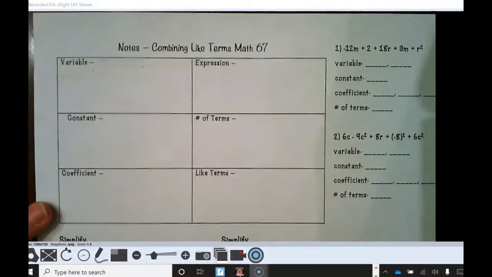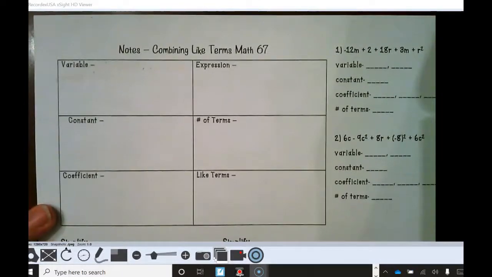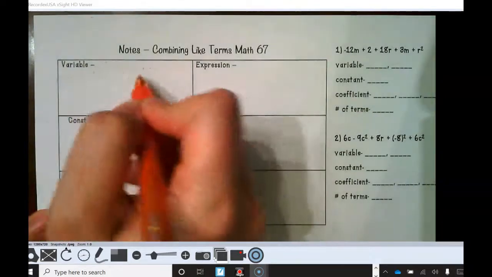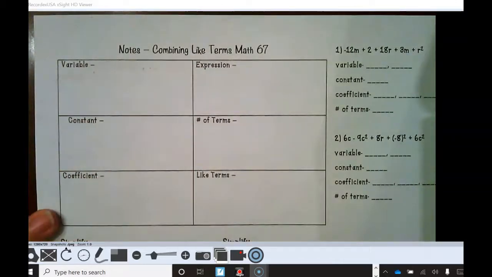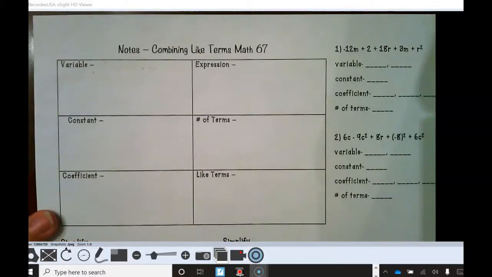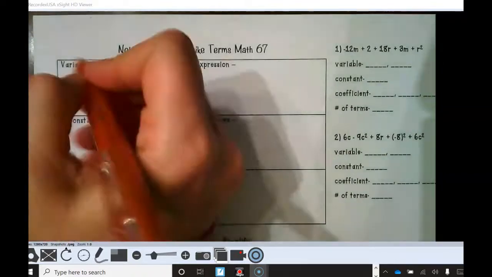Today we're going to talk about combining like terms, but first we need to understand some vocabulary that goes along with expressions, and then we'll get started. I know that most people by now understand what a variable is, but surprisingly, people have trouble defining it. To really understand something, you have to define it.